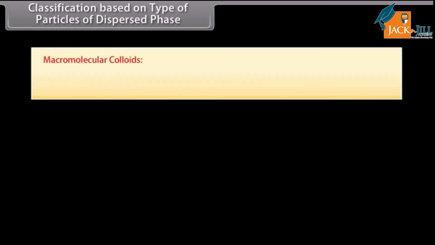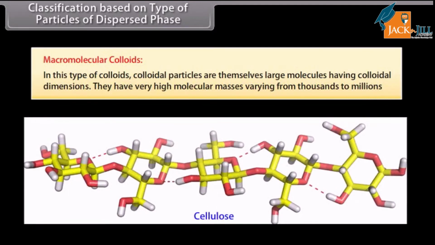Macromolecular colloids. In this type of colloids, colloidal particles are themselves large molecules having colloidal dimensions. They have very high molecular masses, varying from thousands to millions. For example, proteins, cellulose, nylon, and plastic.